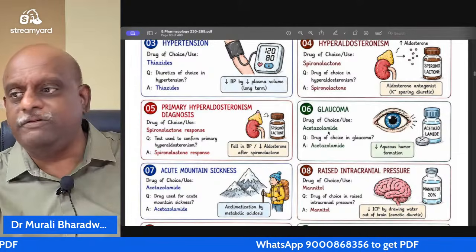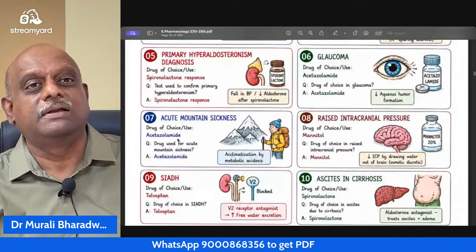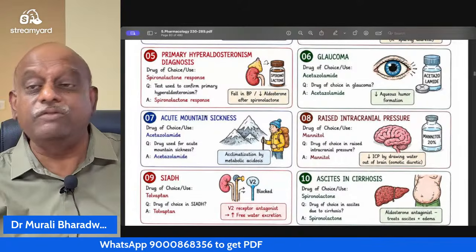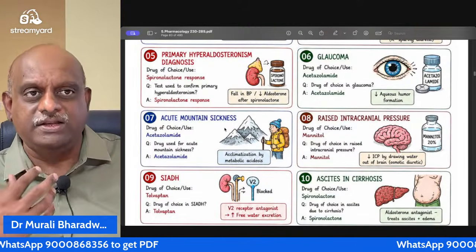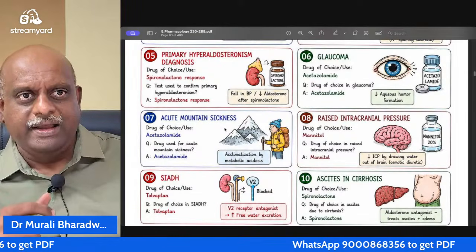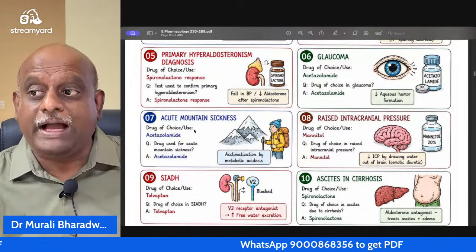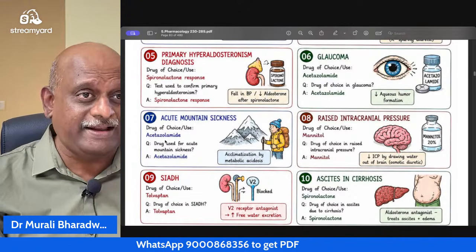Similarly, in glaucoma, we use acetazolamide. Acute mountain sickness, we give acetazolamide. How will acetazolamide help in mountain sickness? In mountain sickness, when you go to high altitude, you are not inhaling oxygen adequately. So if you give acetazolamide, it's a carbonic anhydrase inhibitor.